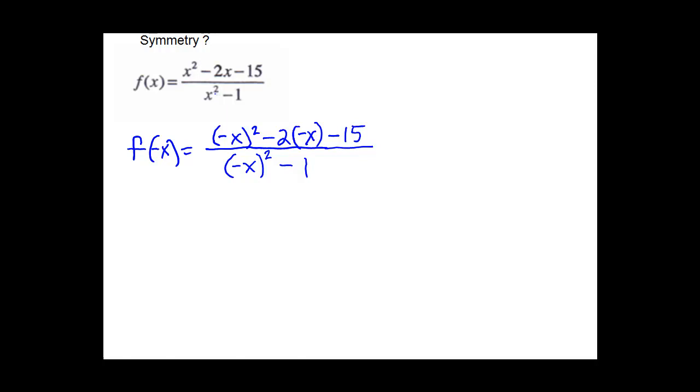So we'll clean this up, and this will still give us back x squared. The two negatives here will give us positive 2x minus 15. This exponent of 2 will give us positive x squared minus 1. So this is f of negative x. First we want to see, does it match our original? It does not, because we have plus 2x and this is minus 2x. So we do not have even symmetry.